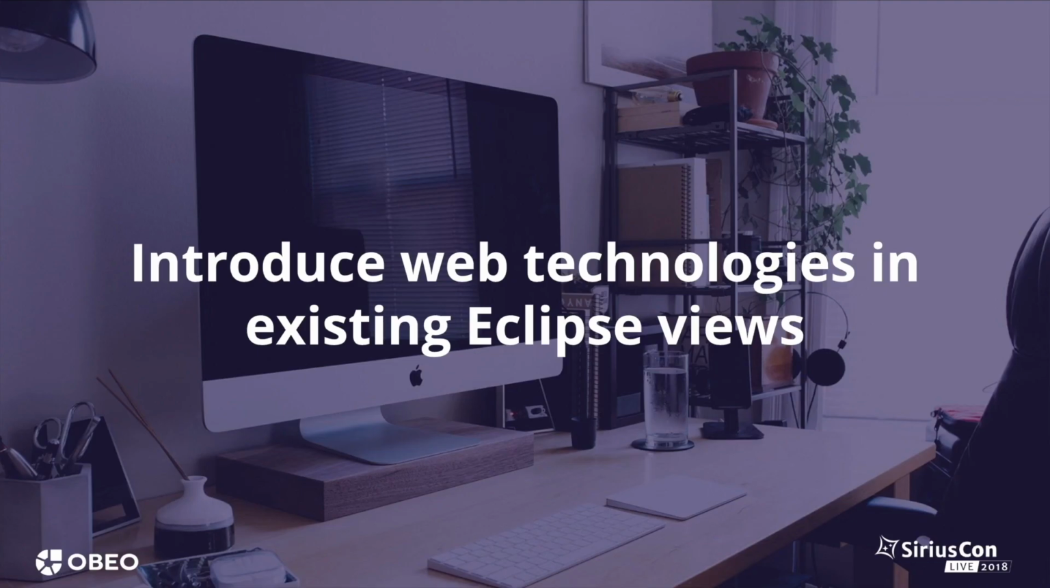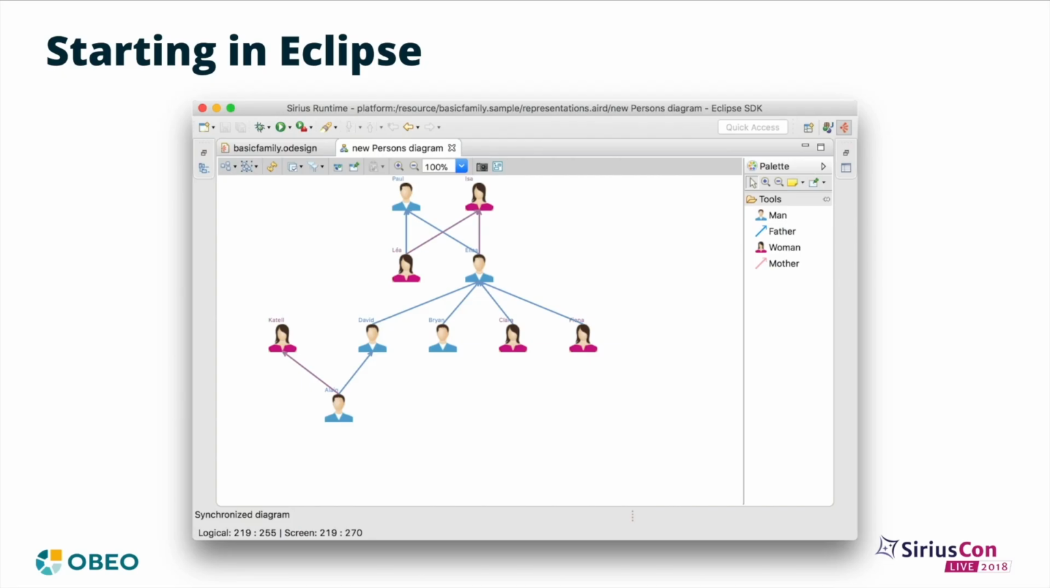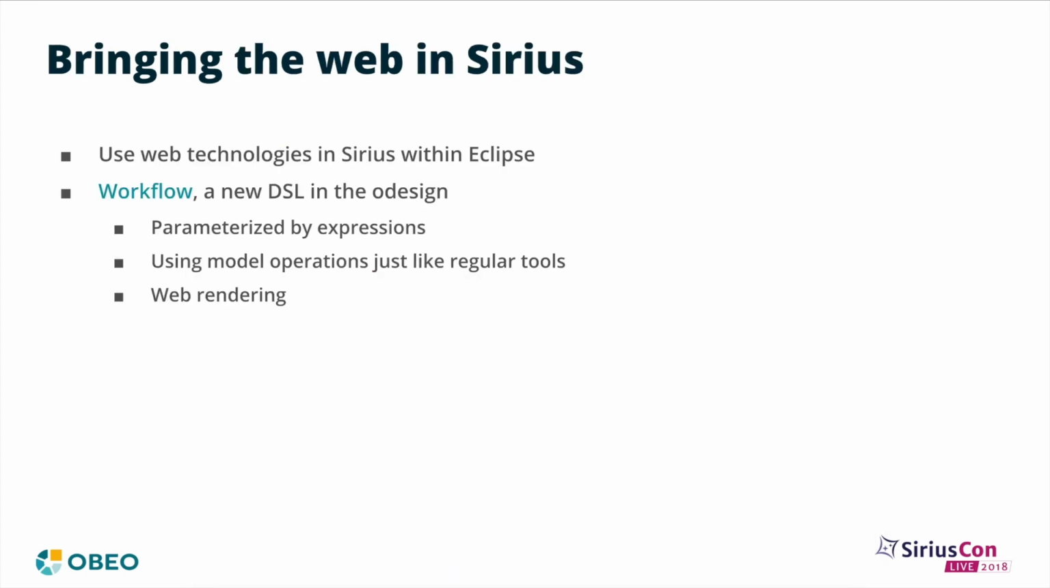The first thing we did this year was to try to integrate the web with Sirius by introducing web technologies directly inside of existing Eclipse views. We started from a regular Eclipse instance in which we worked to integrate a new DSL. We have integrated web technologies inside of Sirius thanks to this brand new DSL named Workflow.